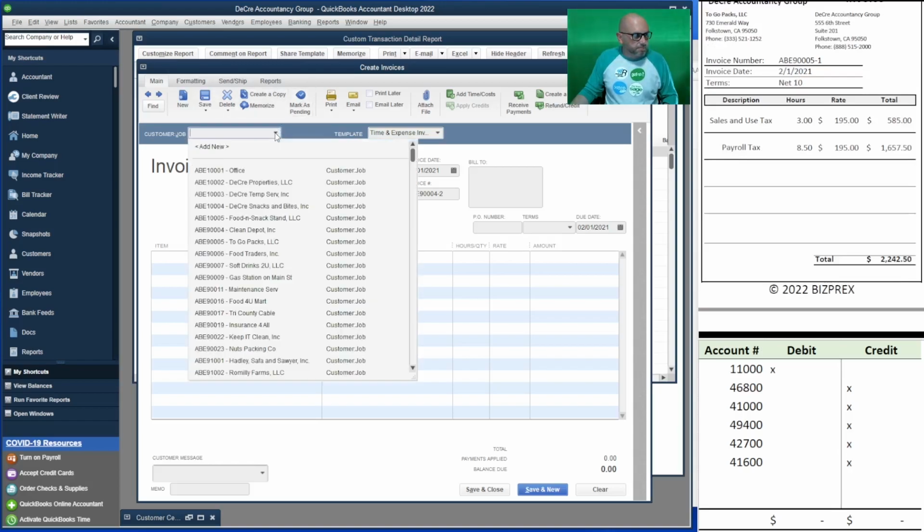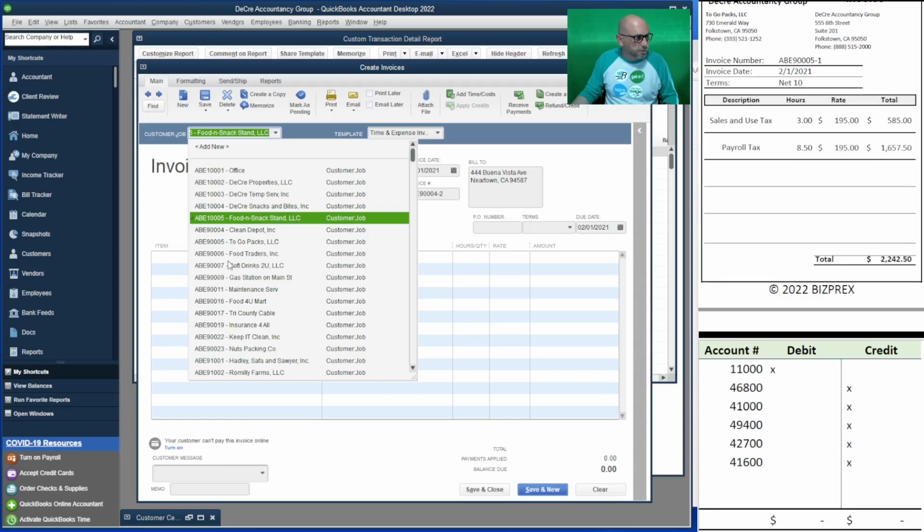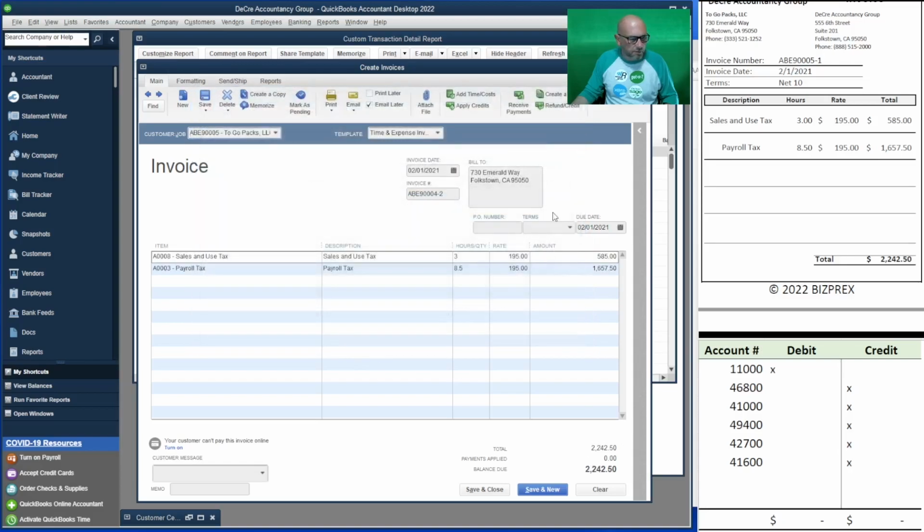Next one. And again, it's very easy to do now that we have it entered in time cards, right? That's the cool part. So what's going on? Oh, food and snacks don't have any. We have to go packs here. They are. So yep, everything matches.